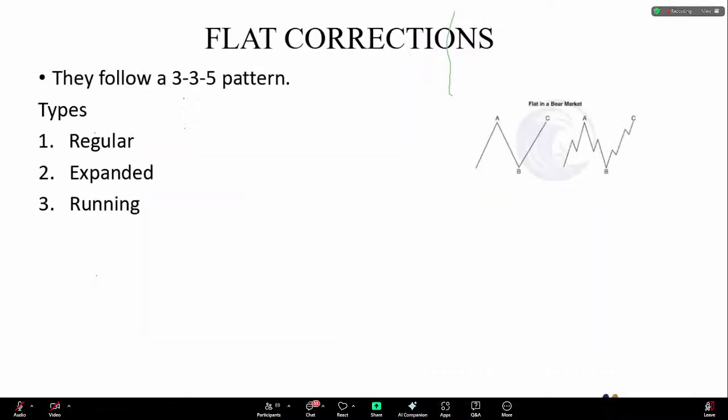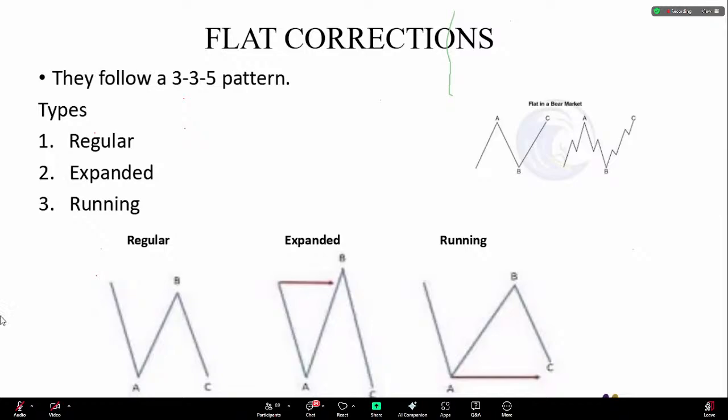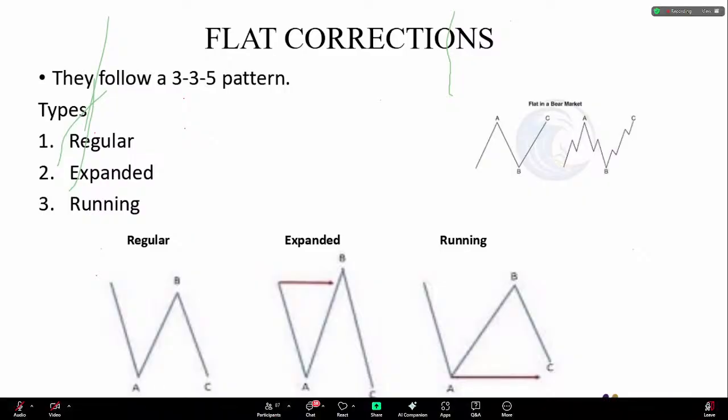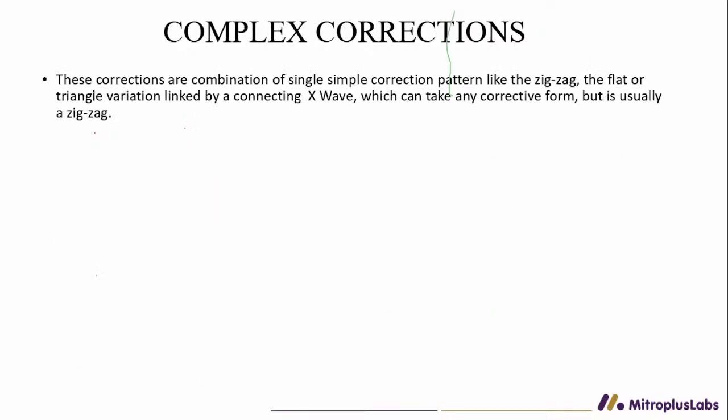But what really determines it is that when you're having your ABC correction, the relations can either be regular or it can be expanded, where wave B goes beyond the origin of wave A. So flat corrections are usually not steep, and then there are triangles, expanding retracements, or complex corrections where flats are combined with linking waves.